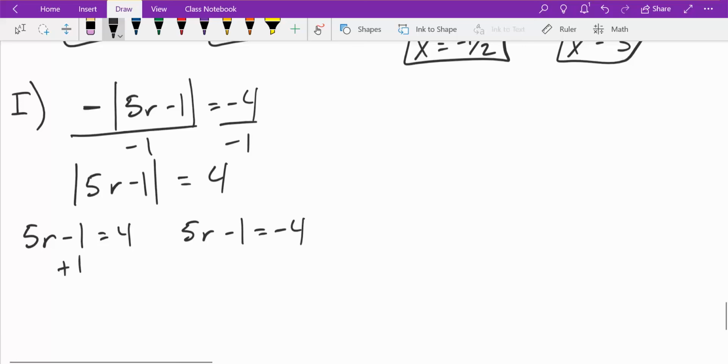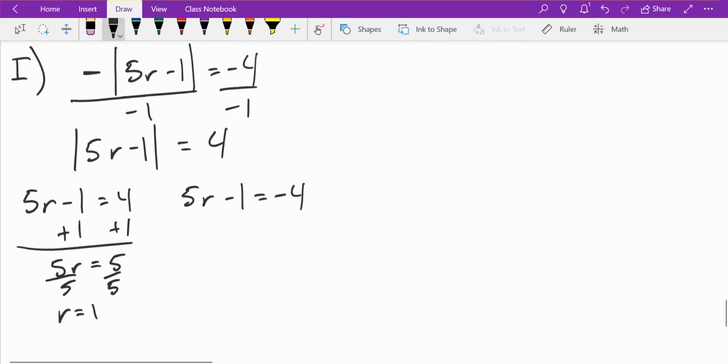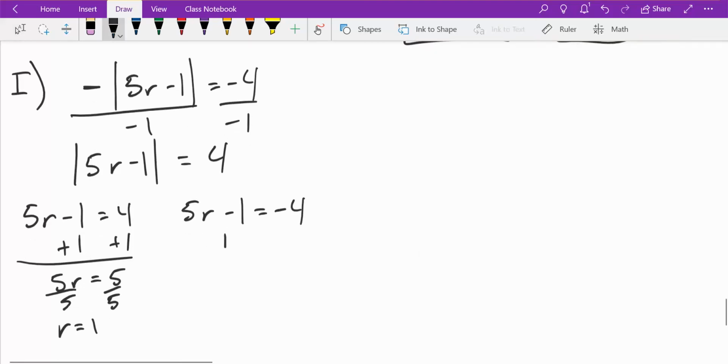Solve for r, add 1. 5r equals 5, divide by 5, r equals 1. Other side, add 1. Negative 4 and 1 make negative 3, divide by 5, r equals negative 3/5.